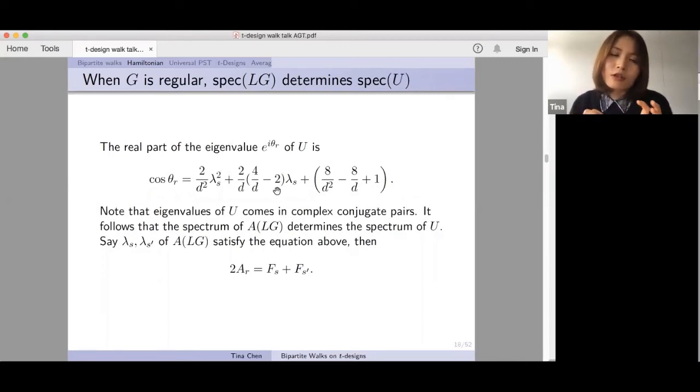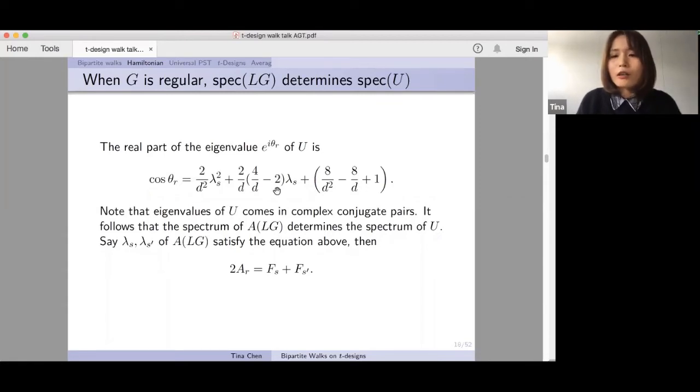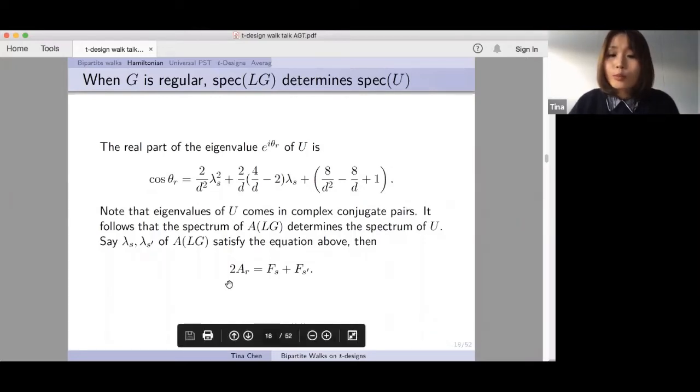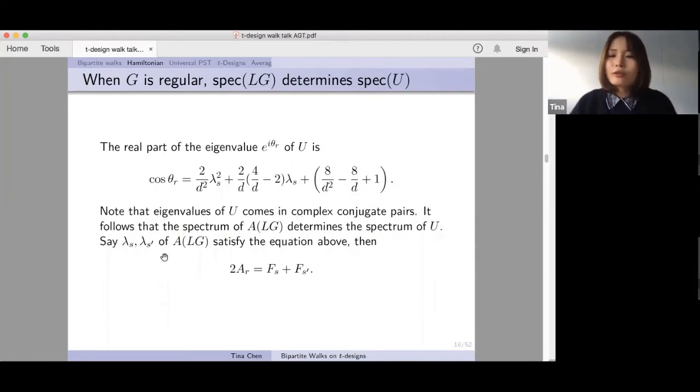So since the eigenvalue of your transition matrix always comes in complex conjugate pairs, once we know its real part, we will know its complex part. So we say when the bipartite graph is regular, the spectrum of the line graph will determine the spectrum of the walk. And also we can see the real part of the eigenmatrix of U will be determined by the eigenmatrix of your line graph.